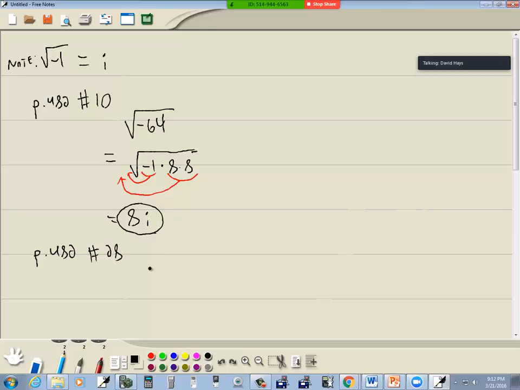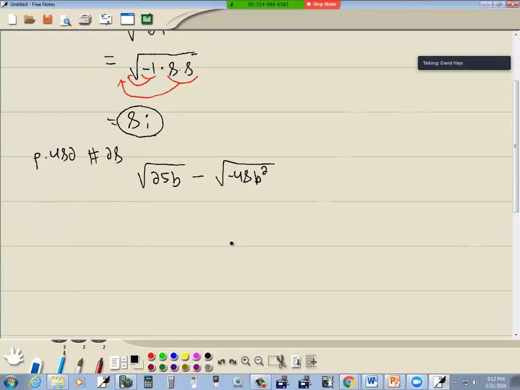Now let's take a look at a problem, number 28, where we got square root of 25b minus the square root of -48 b squared. And I know I'm going kind of long tonight, but after this one I only got 2 more examples, and I need to just talk real quickly about the Pythagorean theorem.